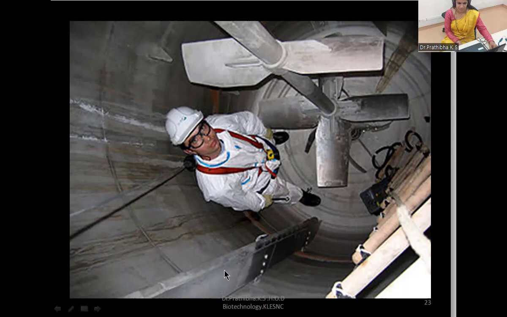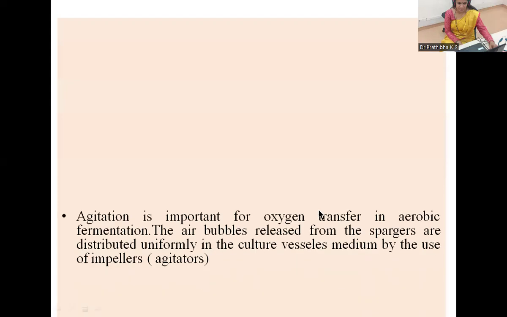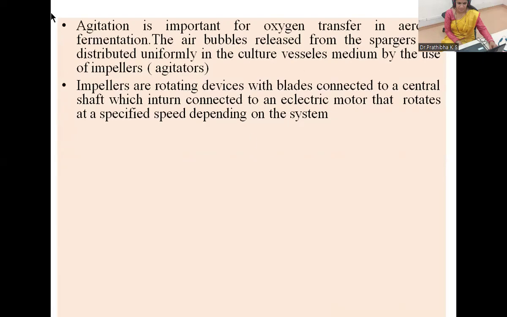So you can see these are the baffles, which are present on the inner wall of the fermenter vessel. It's a huge bioreactor where you can see a man has gone inside through the ladder and is checking. Further, agitation is important for oxygen transfer in aerobic fermentation, right? The air bubbles released from the spargers are distributed uniformly in the culture vessel medium by the use of impellers, that is, the agitators.